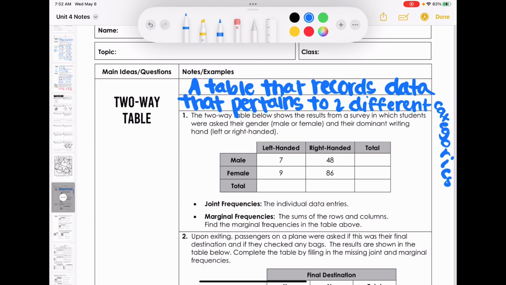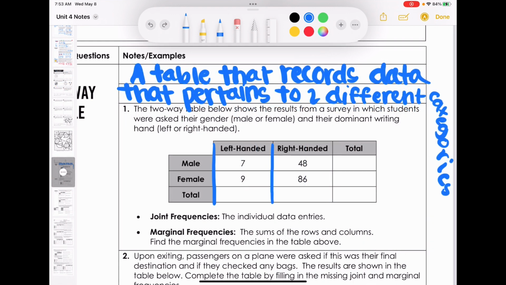So, number 1, the two-way table below shows the results from a survey in which students were asked their gender and their dominant writing hand. So, we're going to fill in all the blank boxes. Looking at this first column, we have left-handed. They tell us that 7 males are left-handed and 9 females are left-handed. So, to get our total to fill in this box down here, I just add 9 and 7 together, and that gives me 16.